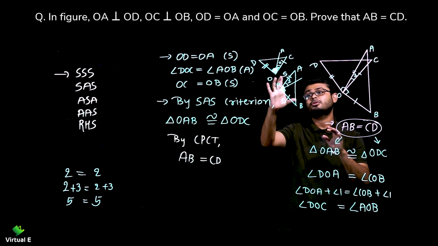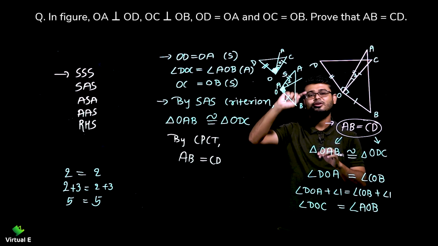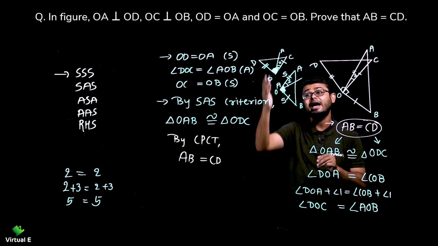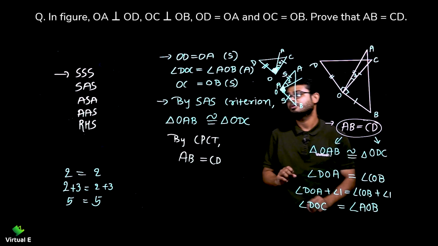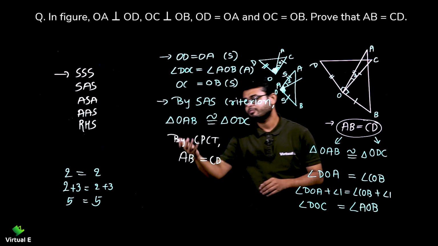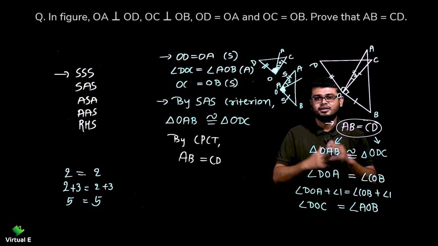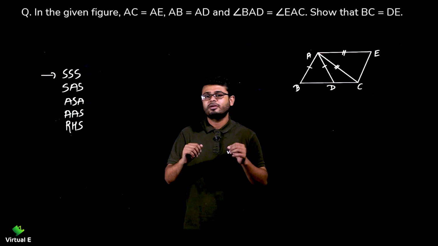Now let's try to draw two triangles separately, and we come to know that we have one common angle, which is angle 1. If we add into it, we get the angle equal. So we did that calculation, then SAS, and by CPCT we proved that AB is equal to CD. So this is how we solve the sum. Let's do one more question.